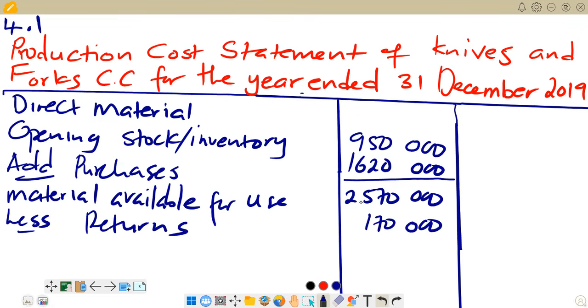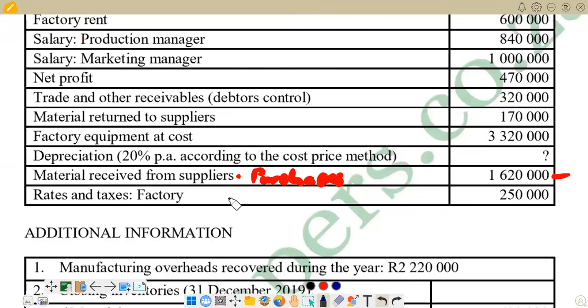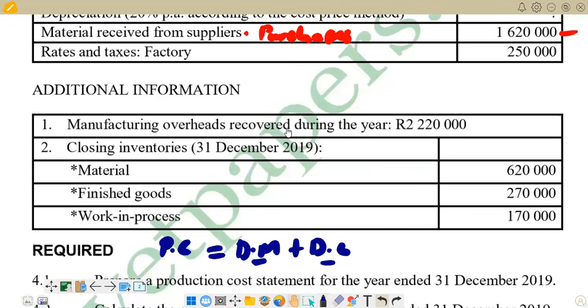Whenever we are saying less in these statements, we show it in brackets to show that we are subtracting. And also we are going to subtract the closing stock. So we go back again to check the closing stock of material. That is the one that we are concerned with at the moment. The closing stock of material, we've got here 620,000, so we are going to subtract it.